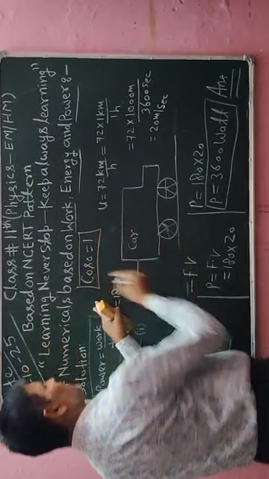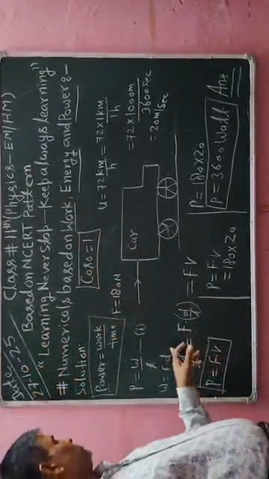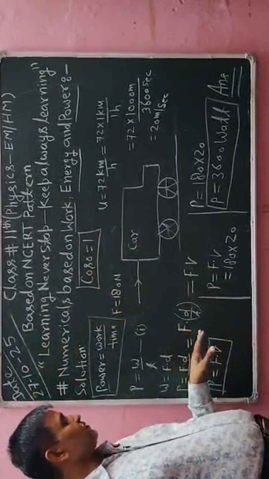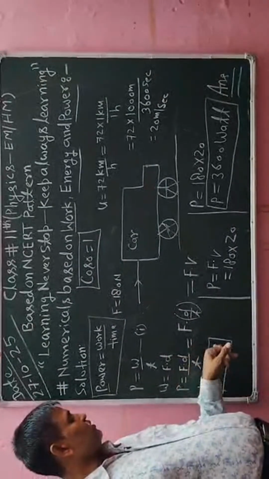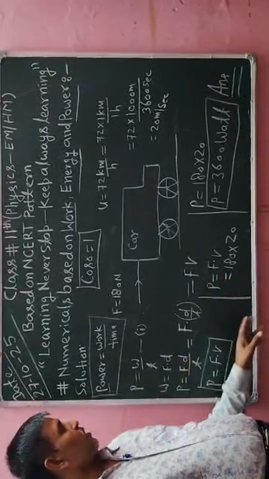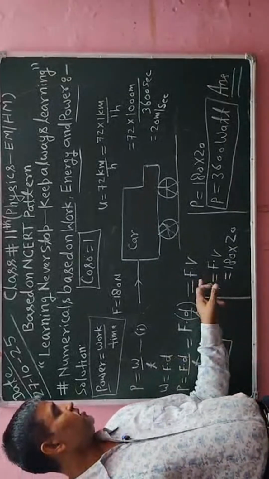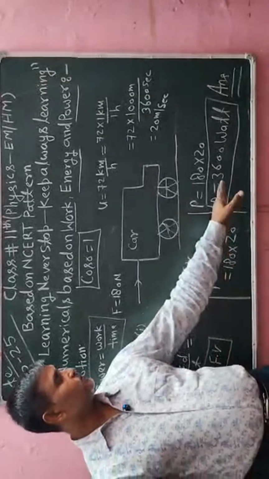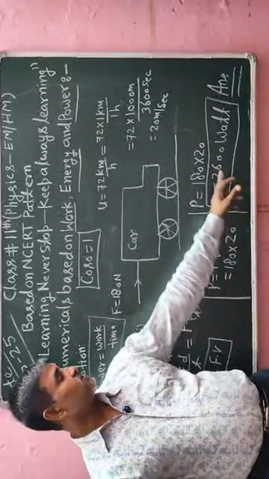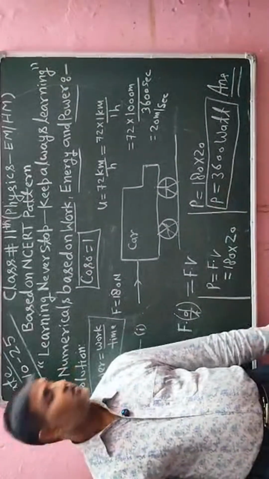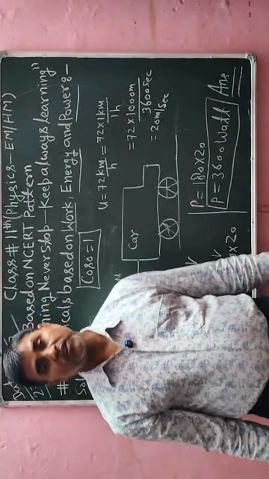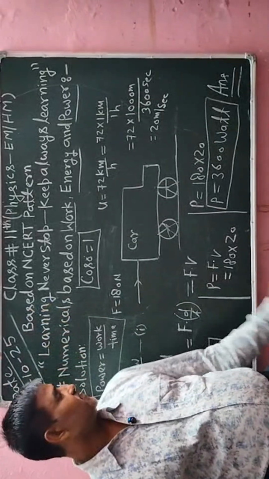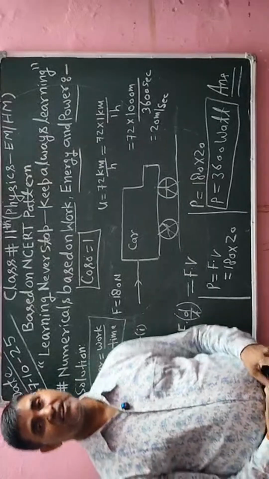Okay students, cos 0 degree is equal to 1. So this concept I have used here, and after using it I have substituted the value of F and also the value of velocity in the obtained formula, and after simplifying I have got its value, that is 3600 watt, which can also be written as joule per second. Okay student, I hope that you are understanding all this information clearly.